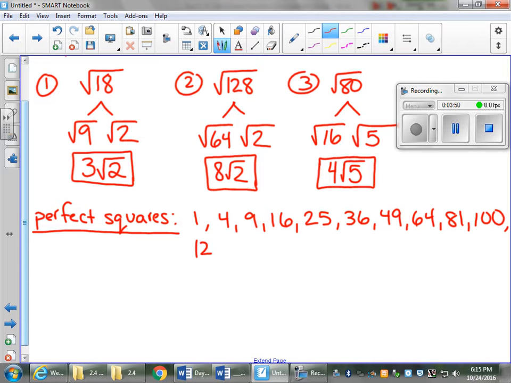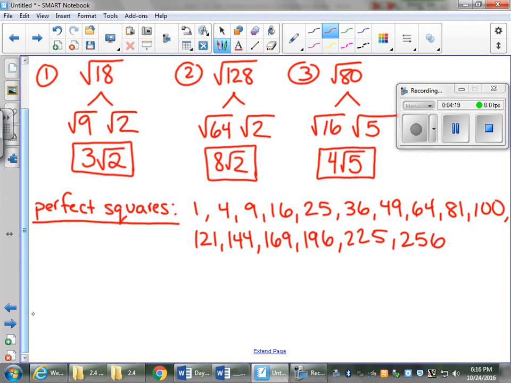We're going to have 121, 144, 169, 196, 225, and 256. These are the perfect squares you should become familiar with and should have memorized. You should be able to square root those numbers without a calculator, and they need to be in your brains. So the first 16 all the way up to 256, which is 16 times 16.